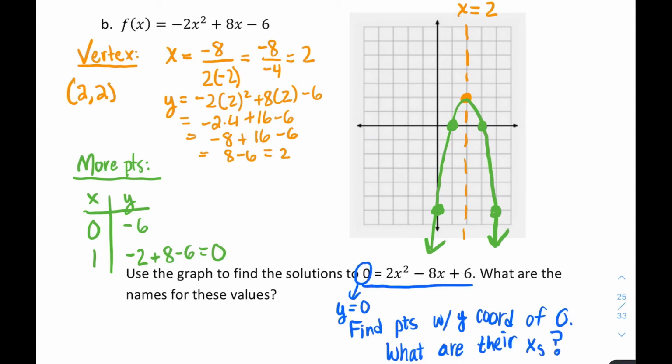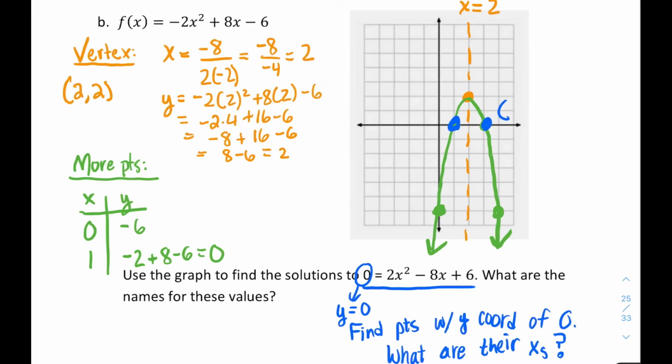So let's go up and find the points that have y values of 0. They are those 2 points in blue right there. Those are the points (3, 0) and (1, 0). So they've got the y values of 0. When y is 0, our x's are 1 and 3. So those are the solutions to that equation.